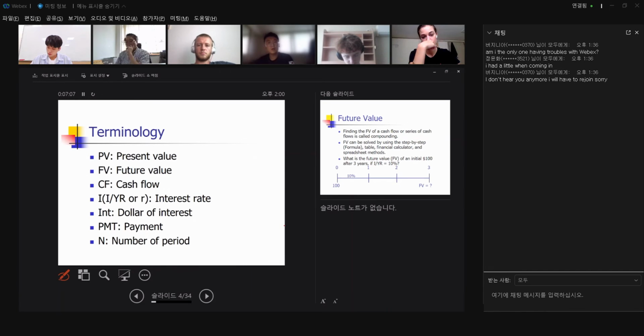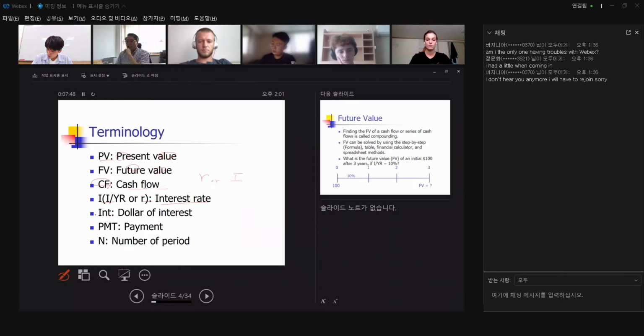Let me show you the terminology first. PV stands for present value, the current value. FV means future value. The basic concept of the time value of money, I already explained: $100 today has a larger value than $100 in the future, right? CF is cash flow. I or R means interest rate. So I use R or I to express the interest rate.